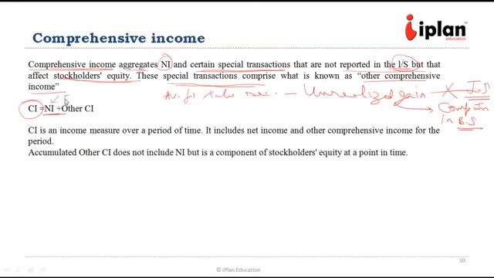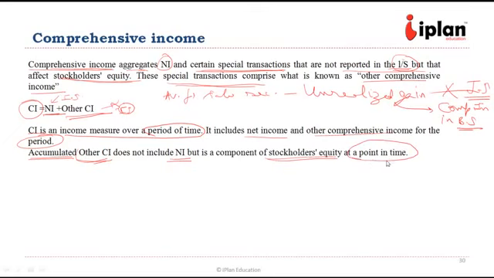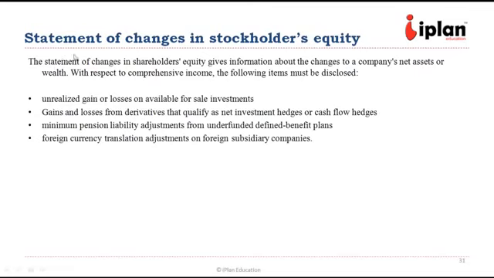So when we talk about comprehensive income, it is a summation of net income, which is coming from the income statement, and other comprehensive income, which was not part of the income statement. So this is an income measure over a period of time, which includes net income and other comprehensive income for that particular period. When we say accumulated other comprehensive income, it does not include net income, but it is a component of shareholders' equity at that particular point in time. Now let us move to the next topic, which is the statement of changes in shareholders' equity.